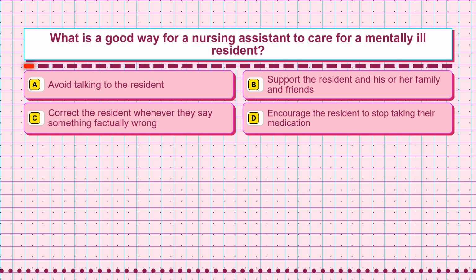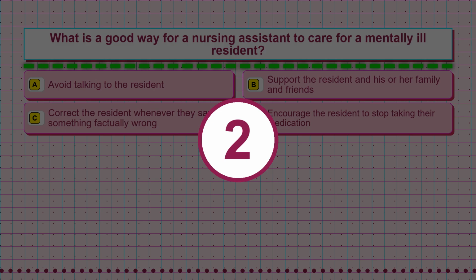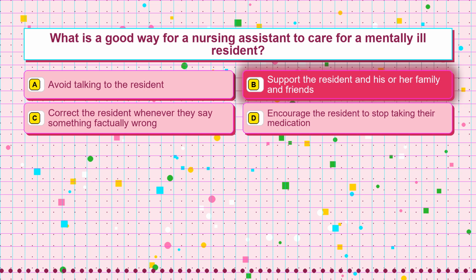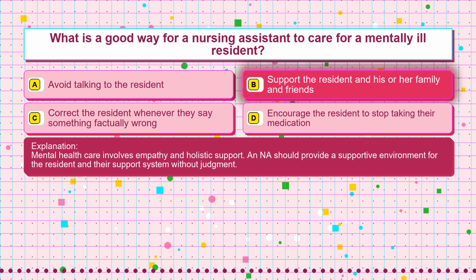Question 97. What is a good way for a nursing assistant to care for a mentally ill resident? Option A, avoid talking to the resident. Option B, support the resident and his or her family and friends. Option C, correct the resident whenever they say something factually wrong. Option D, encourage the resident to stop taking their medication. The correct answer is option B, support the resident and his or her family and friends. Mental health care involves empathy and holistic support, and an NA should provide a supportive environment for the resident and their support system without judgment.